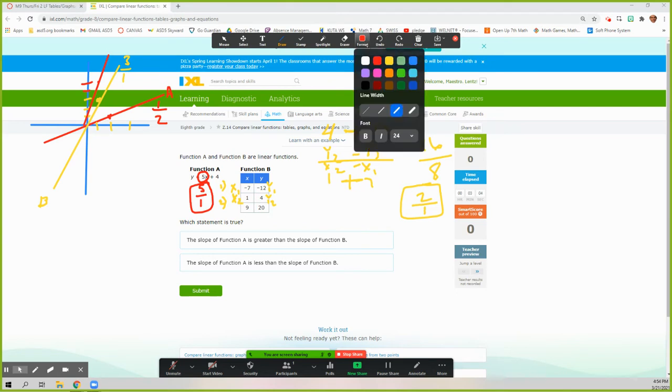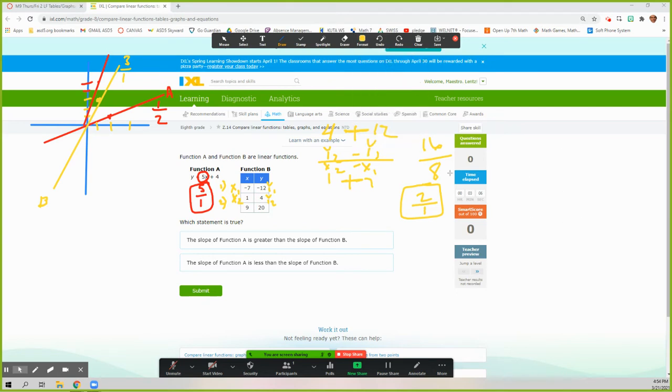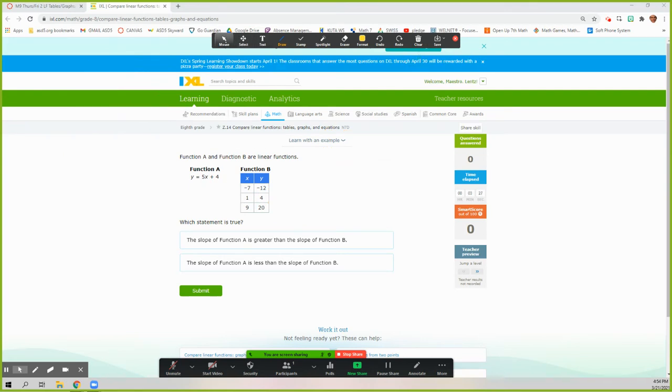And then the other one, I wish I had a graph over here, I could show you this even better, but it would be up 2 over 1, which would be pretty similar to what that yellow one already is there. It'd be a little bit more like this. So as you can see, function A is much greater. It's steeper, harder to climb, any way you want to look at it. So let's say function A.